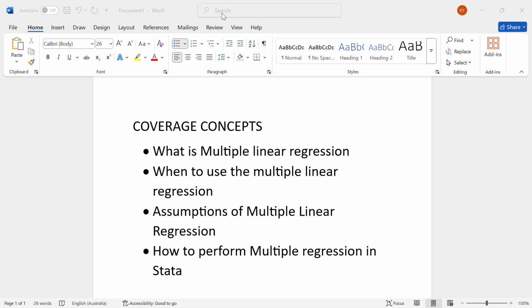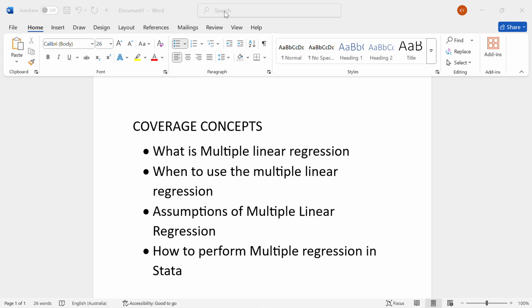When we come to assumption number 7, there should be no significant outliers. Outliers are high leverage points or highly influential points. Assumption number 8 says that errors should be normally distributed. And the last assumption, number 9, is that there is no model misspecification. I think the assumptions are now clear, and we are now going to perform multiple linear regression in Stata.